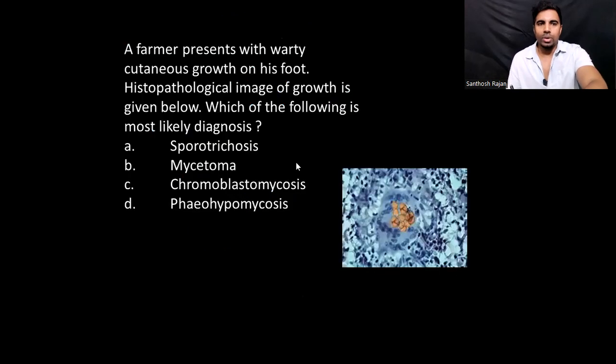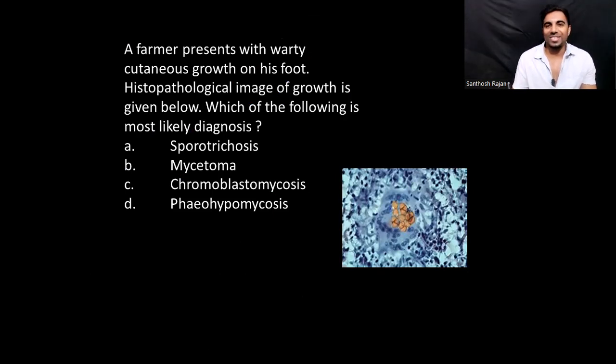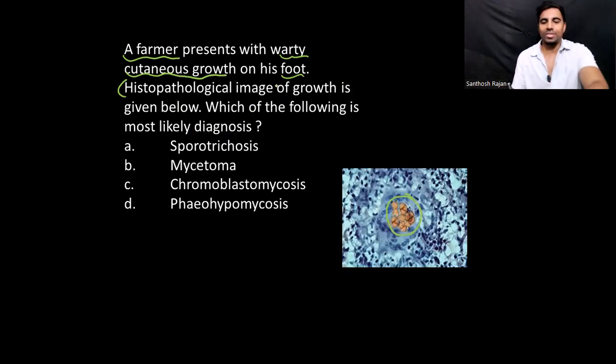Okay, got it? Now the next question, another interesting question. I think many of you must be liking this question. The picture itself gives you a lot of clues, but let's go to the question. A farmer, the first clue is farmer. The second one is a warty cutaneous lesion on the foot. That is what you can guess. But apart from that, a histopathological image of the growth is given. They made a histopathological slide, and the picture is mostly the diagnosis. So by seeing this, you should tell warty cutaneous foot lesion, which looks like this.